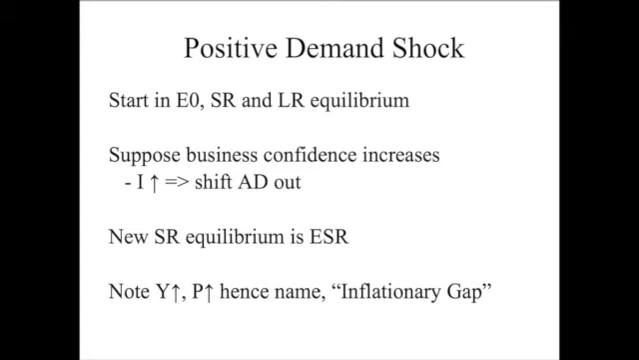This is shifting the aggregate demand curve out because the level of investment is high, and that's the most volatile component of AD. And that's going to lead us to a new short-run equilibrium where this new AD curve intersects with the short-run aggregate supply curve.